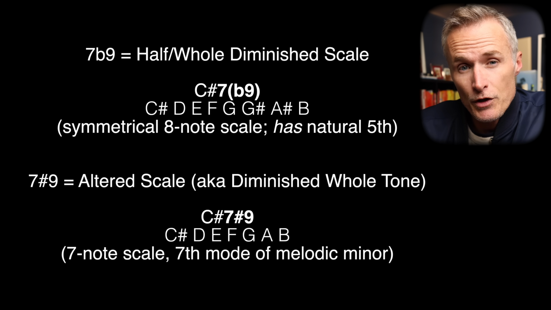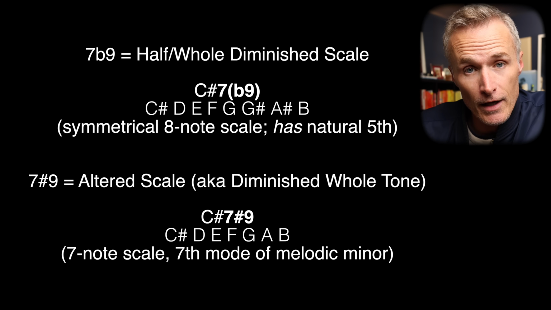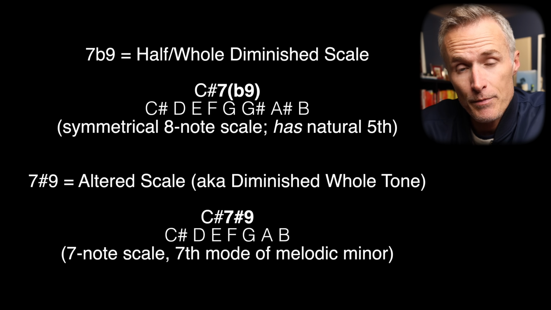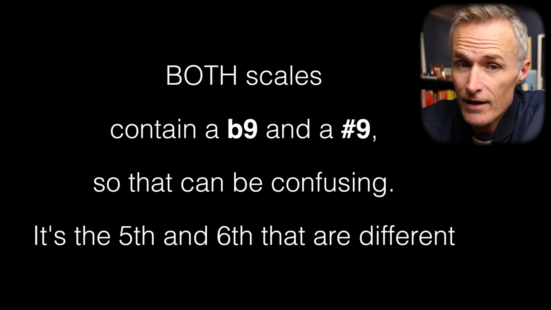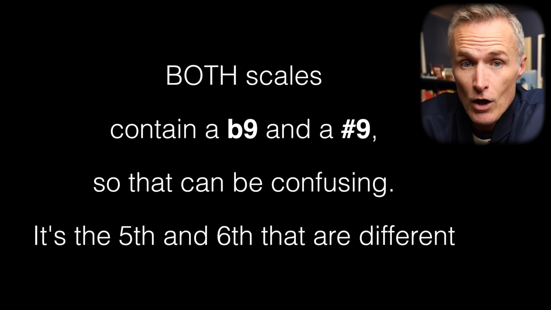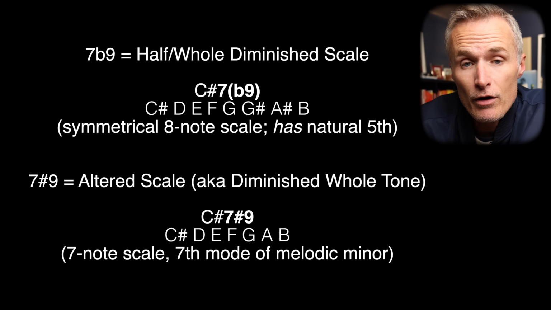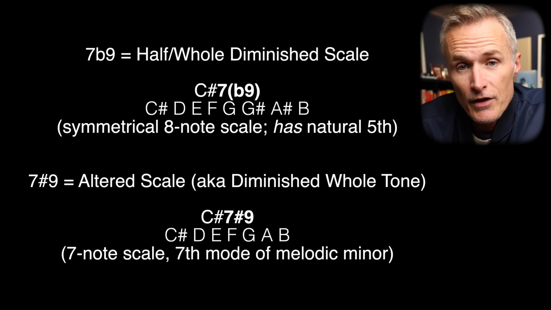The other version, when you see a dominant chord with a sharp 9 after it, that's a good indication that it might be the altered scale. And again, you want to check for the 5th because the altered scale is a 7-note scale. It's not symmetrical. There are a couple different ways you can think of it. You can think of it as the altered scale and learn it as such. You can recognize that it's the 7th mode of melodic minor, so you could think about it that way.